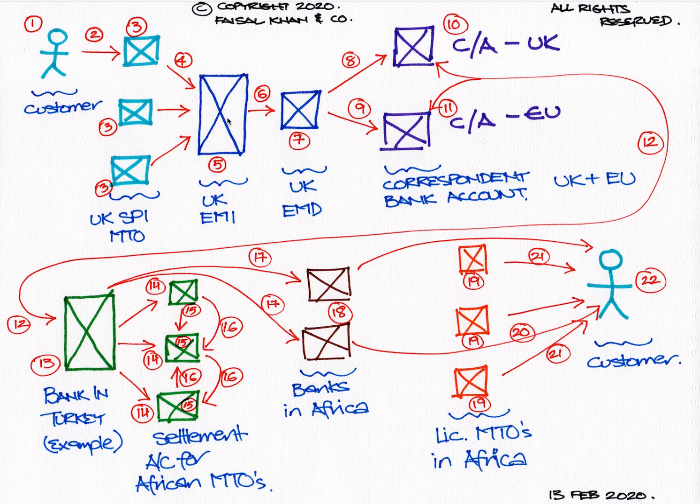The money comes over here into the UK EMI's IBAN. From there, it goes into the collection disbursement IBAN of the UK EMD. This is basically an internal transfer. From there, once the money is ready to be shipped out, they ship it out to, let's say, the EU correspondent. Once the money is received over here, it channels all the way back into Turkey.